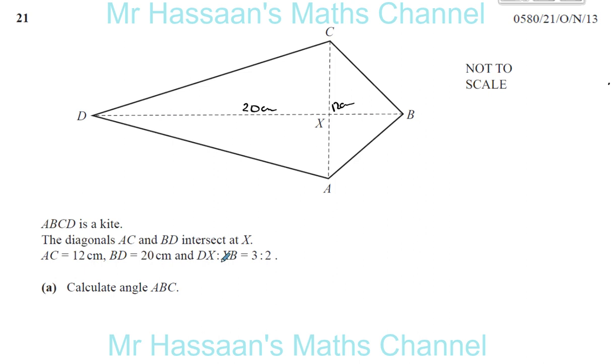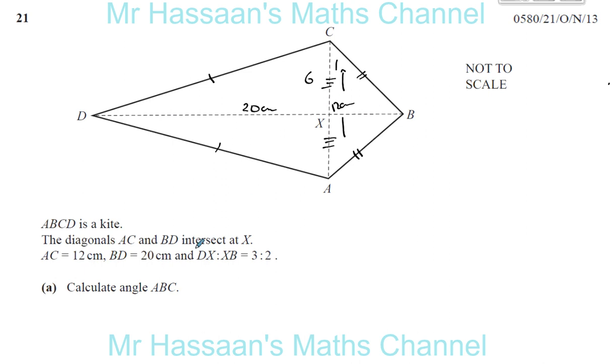Now, a kite is a special type of quadrilateral, and there are certain properties that it has. One of them is that the adjacent sides are equal to each other. So BC and BA, CD and AD, are equal to each other. The other thing is the longer diagonal bisects the shorter diagonal. So this diagonal BD bisects, cuts in half, the diagonal AC. So this length here, I'll put 3 lines to distinguish from the others, are equal. So XC and XA are the same. So if 12 centimeters is the length from C to A, then 6 centimeters must be from C to X.